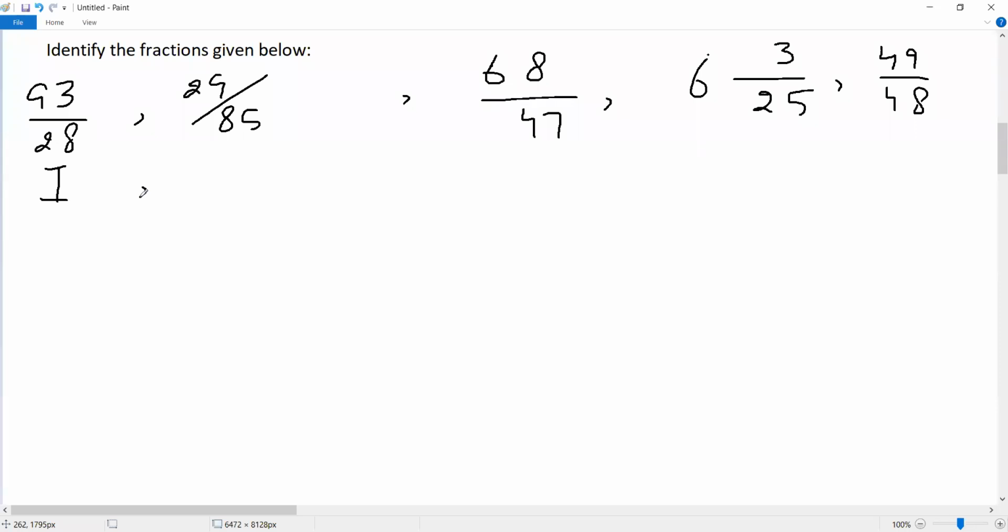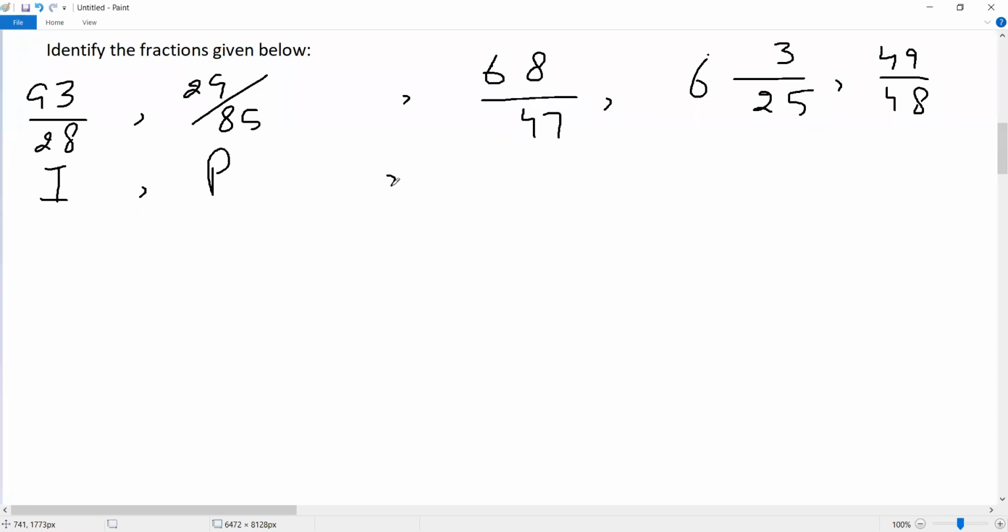Yes, Hassan, it's correct. It is improper. Good. Now we come to the next fraction, 29 over 85. So what's that? Ibrahim, it's not improper. Hafsa, good. It's proper. Look, the above number is small and below number is large. Therefore, it is proper. Good, Hassan. Yes, Rohan, it's proper. I am representing the proper with P.